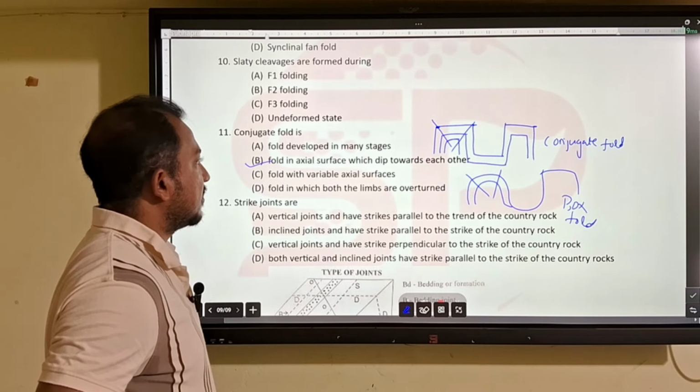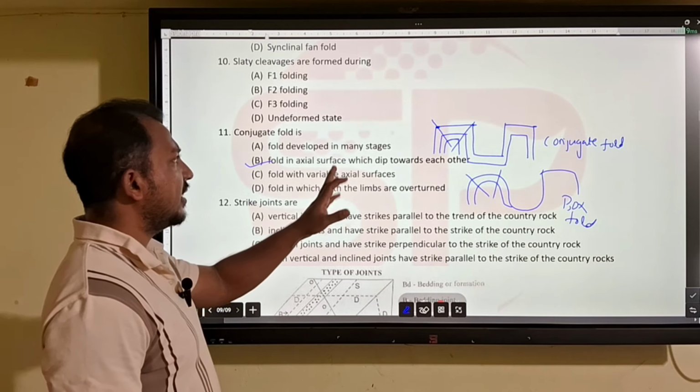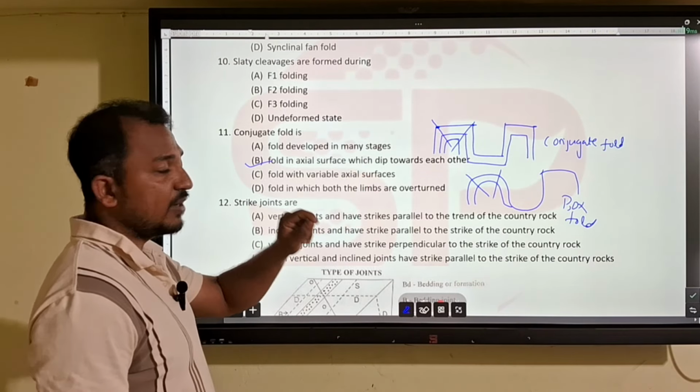Fold with variable axial surface. Not variable, they have two axial surfaces dipping towards each other. Fold in which both the limbs are overturned. So this is not an overturned fold, where the limbs are normal.